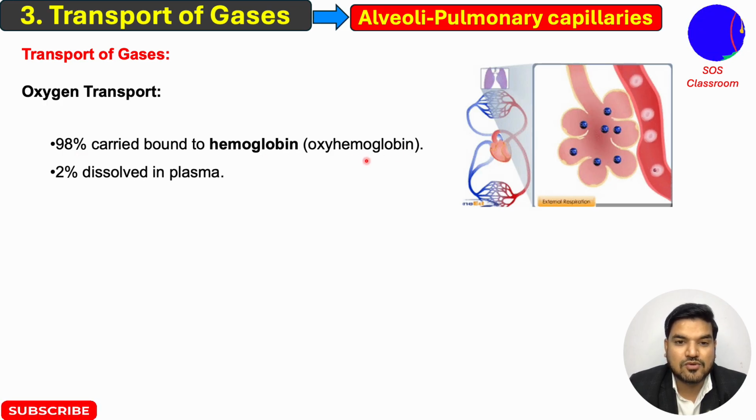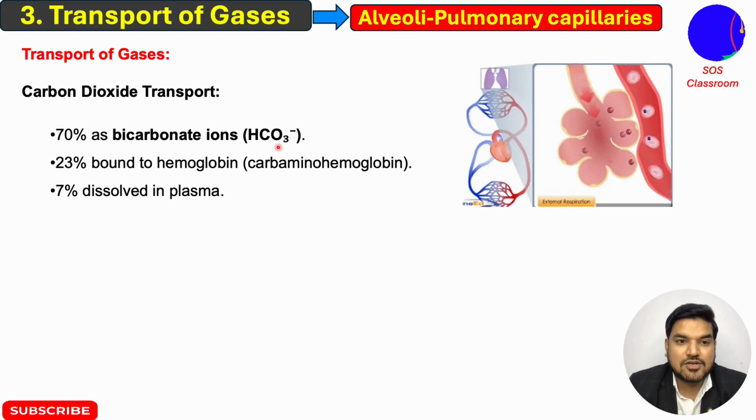This is called oxyhemoglobin. And 2% of oxygen is dissolved in the plasma. So the 100% oxygen is divided into two parts: 98% bound with the hemoglobin and circulating inside the body, and 2% dissolved in the plasma. Next, carbon dioxide: 70% is carried as bicarbonate ion, 23% is bound with the hemoglobin, called carbaminohemoglobin, and 7% is dissolved in the plasma. So this is the distribution of carbon dioxide.